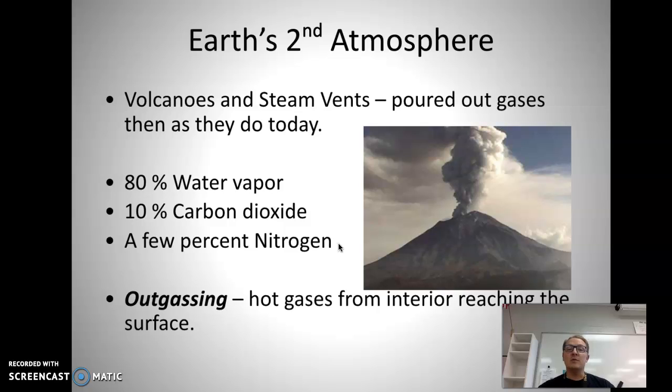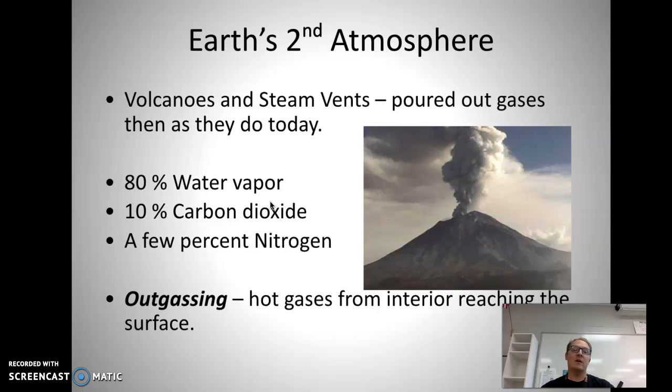So here are a couple significant things you ought to know about Earth's second atmosphere. Carbon dioxide and water vapor are both greenhouse gases. They trap heat in pretty well. More on that another day. But if 90% of our atmosphere was made up of those 2 substances, Earth would have been a very warm place. This is almost flipped or almost opposite of what it is now, with nitrogen down here just a few percent and having carbon dioxide and water vapor much higher.